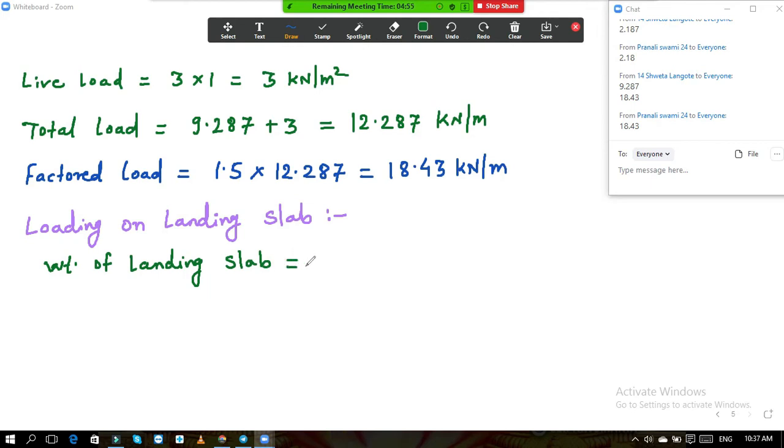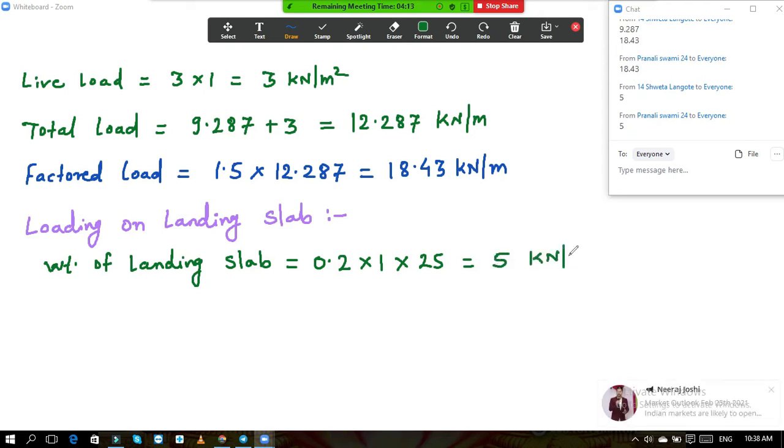Now the landing slab is a horizontal slab. It is not the inclined slab. So we will take the total overall depth, that is 0.2, into width. We have considered it as 1 meter, into 25. There is no need to multiply it by that factor, under root R square plus T square. Why are we not multiplying by that factor? Because this slab is a horizontal slab. The landing slab is horizontal, whereas the waist slab is an inclined slab. So the value of load is 5 kilonewton per meter. Okay, this is the weight of the landing slab.